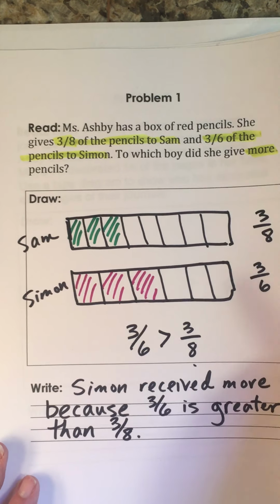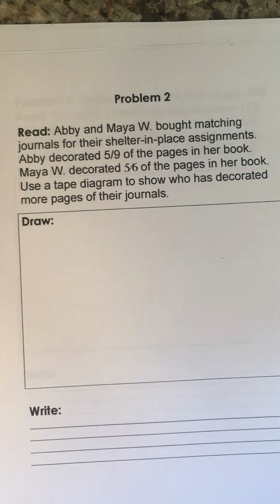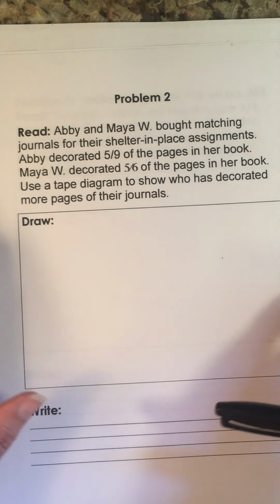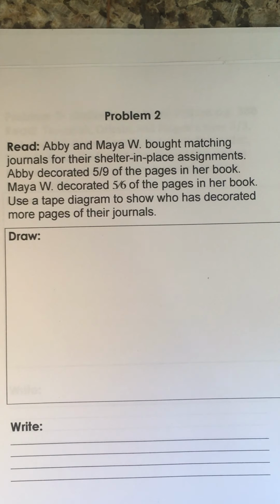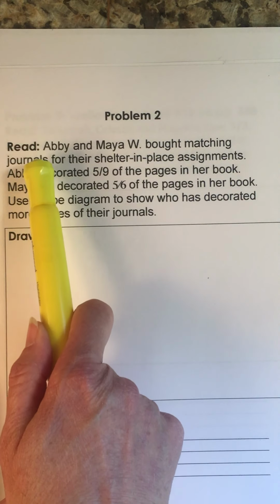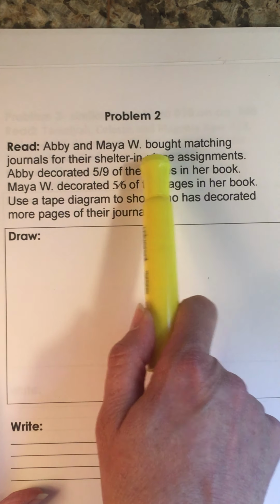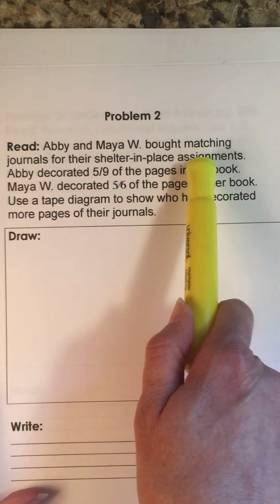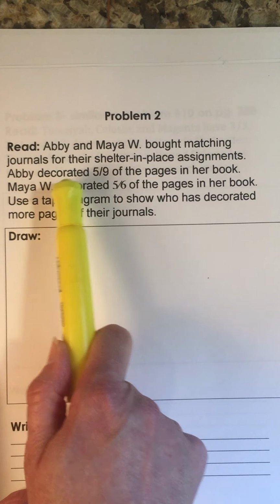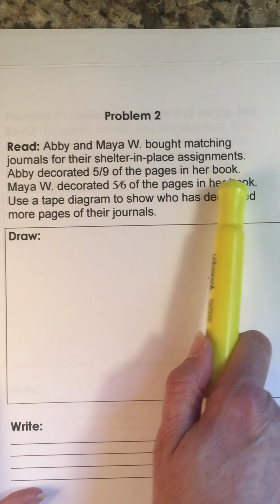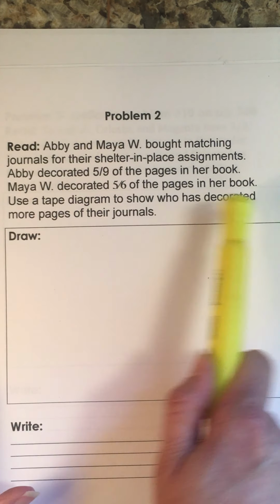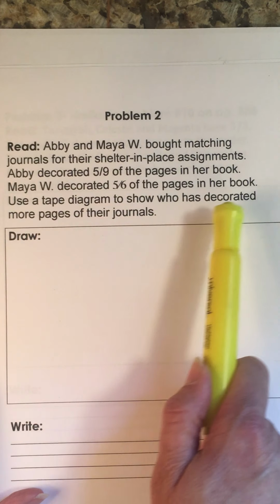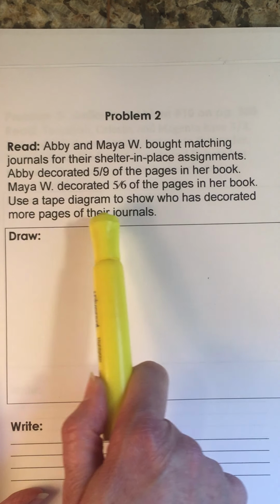Okay, let's try the second one here. The second problem I have is another word problem. So I'm going to read it first, at least twice, try to figure out what it's saying, and highlight the key information. Okay? Abby and Maya W. bought matching journals for their shelter-in-place assignments. Abby decorated 5/9 of the pages in her book, and Maya W. decorated 5/6 of the pages in her book. Use a tape diagram to show who decorated more pages of their journals.